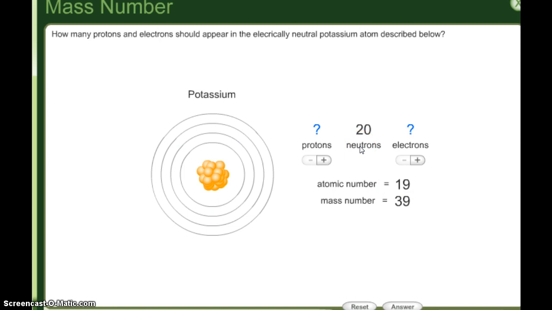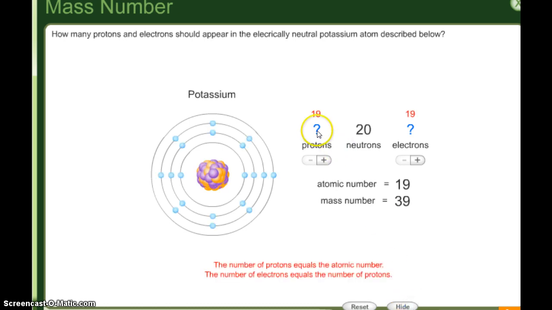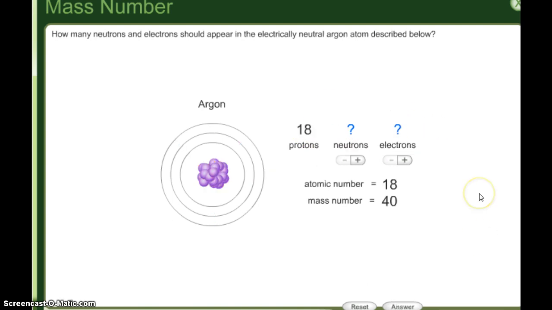All right, 20 neutrons for potassium. The atomic number is 19. The mass number is 39. Hit pause. Answer is 19. Atomic number tells you the number of protons. We start out equal because we start out with it being electronically neutral or a charge of 0. All right, tell me how many neutrons, how many electrons. Hit pause.